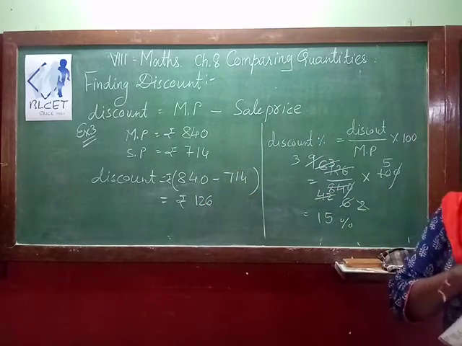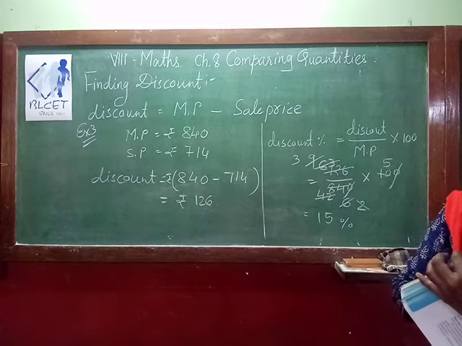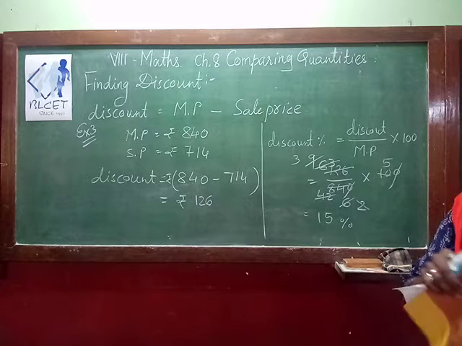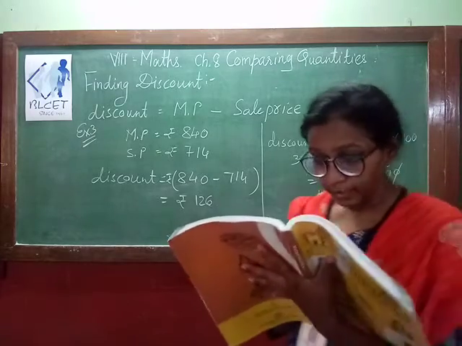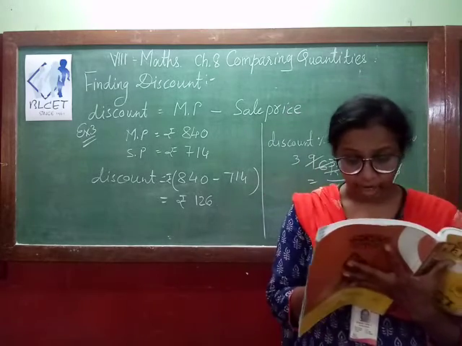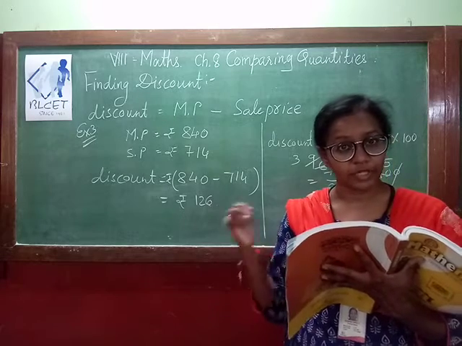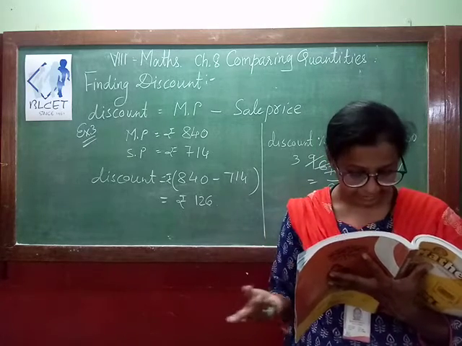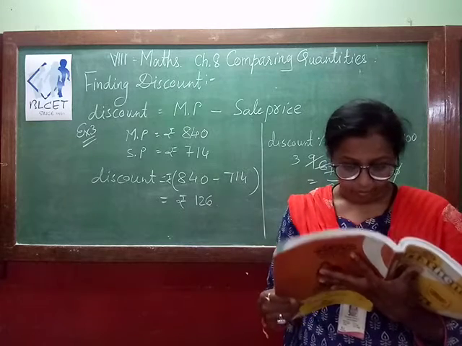So see in your textbook, the formula is already given with one statement that you can also find discount when discount percent is given, because now we know how to calculate discount in rupees and discount in percentage. Okay. Let's see the example 4.